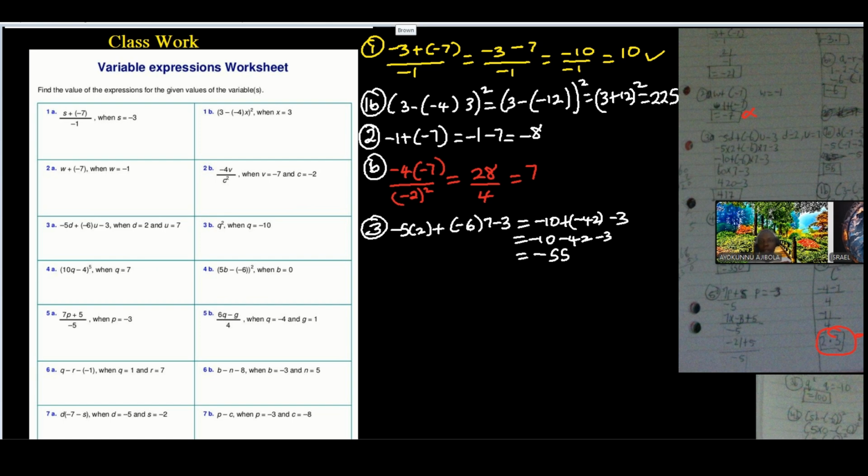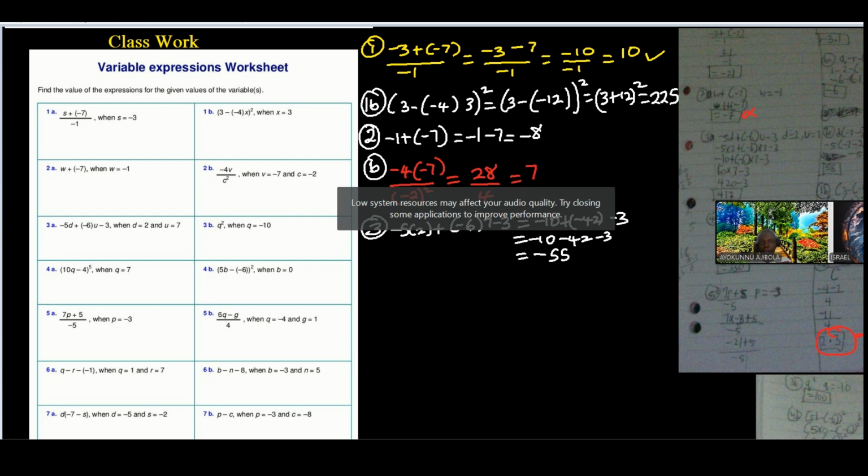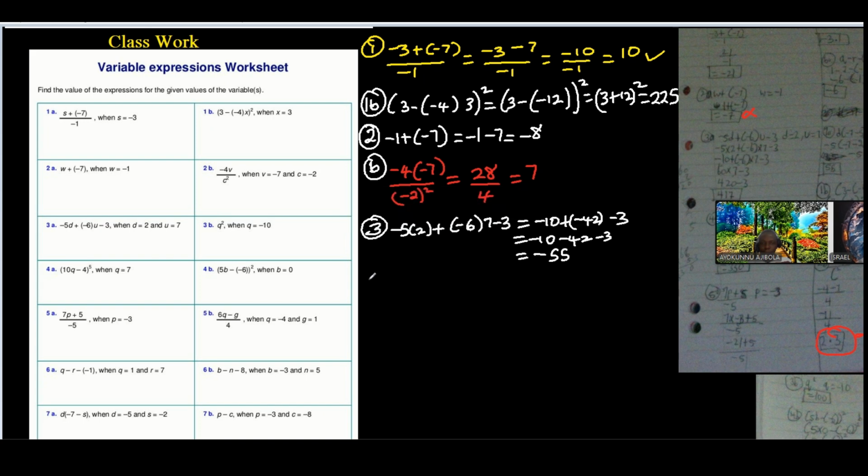Favor, can you hear me? Is that clear? Yes. Good. So number 3b. We have q squared when q is negative 10. So that is just negative 10 all squared. And that will be negative 10 times negative 10, that is positive 100.